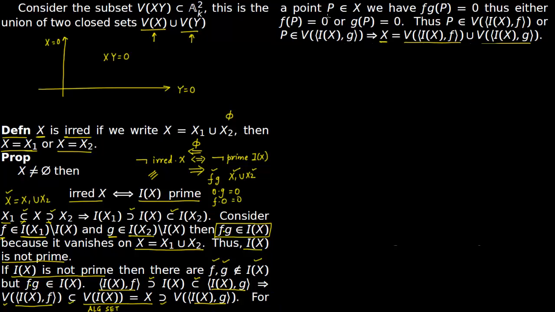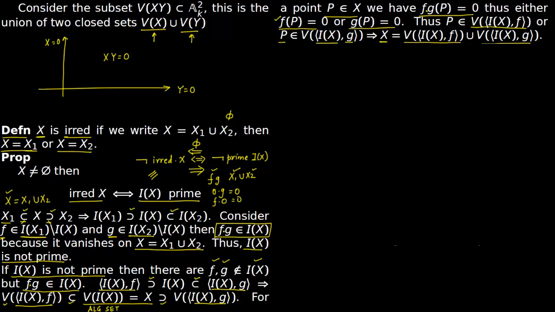Now you pick a point p in X. So then we have f times g of p is 0. Obviously, because f times g lies in the ideal of X, f g of p would be 0. f times g has to vanish on X. So thus either f of p is 0 or g of p is 0. So if f of p is 0, then this point will lie in the algebraic set corresponding to this ideal which contains f, or this point will lie in the set corresponding to the ideal which contains g and obviously contains all the elements of I of X.